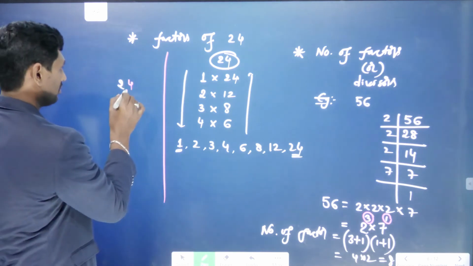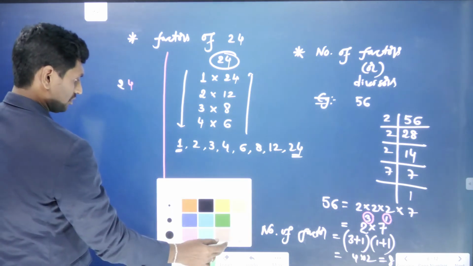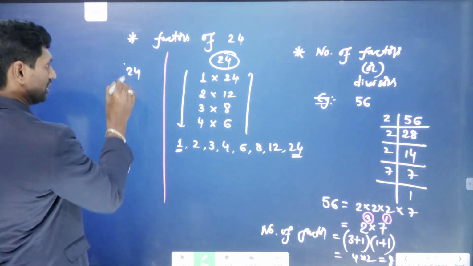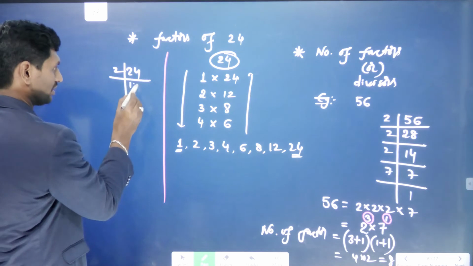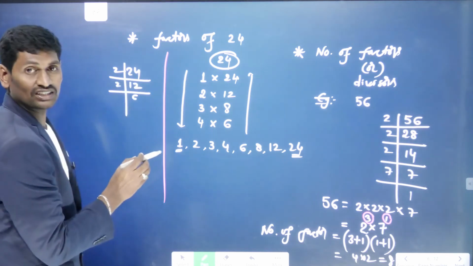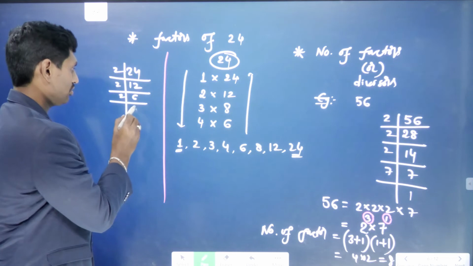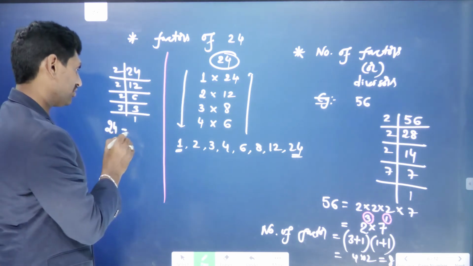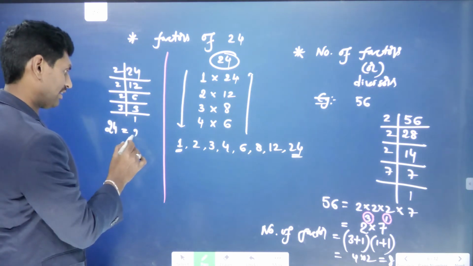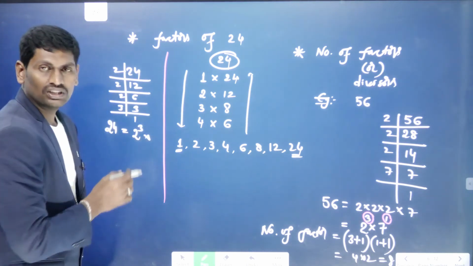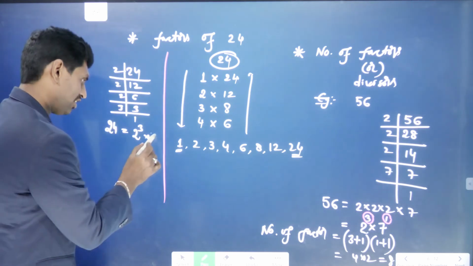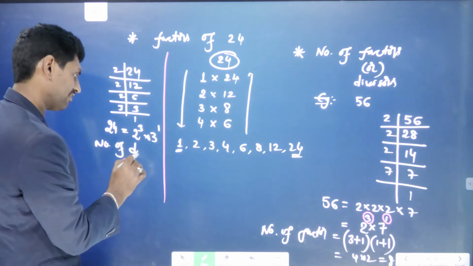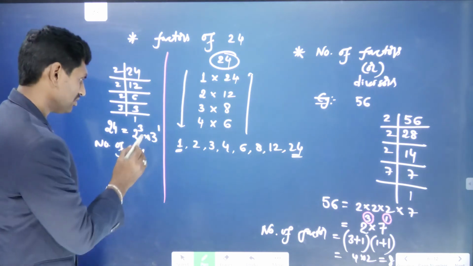What are the prime factors of 24? 2 twelves are 24, 2 sixes are 12, 2 threes are 6, 3 ones are 3. So the prime factors of 24 is equal to 2 how many times? 1, 2, 3. 3 times. So 2 cube. What is remaining? 3 remaining. 3 how many times? 1 time. Therefore the number of factors or number of divisors equals to exponents.